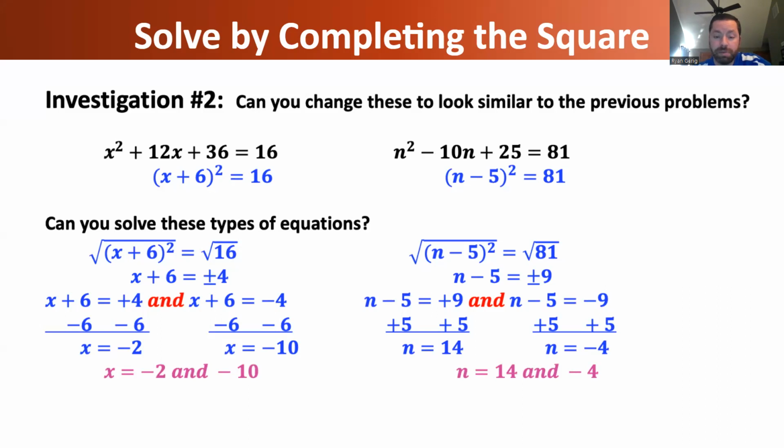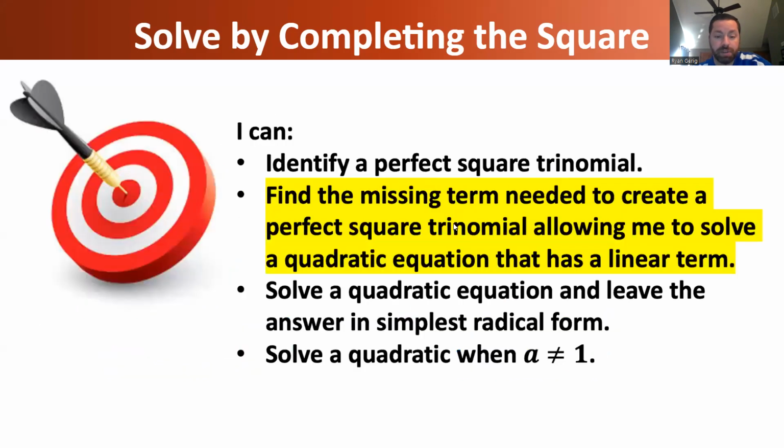Okay, well, they're not always going to be nice and set up like these two were. These were both set up to be perfect square trinomials. What happens if they're not? Well, go back to the learning targets. We're going to find that missing term that creates a perfect square trinomial.